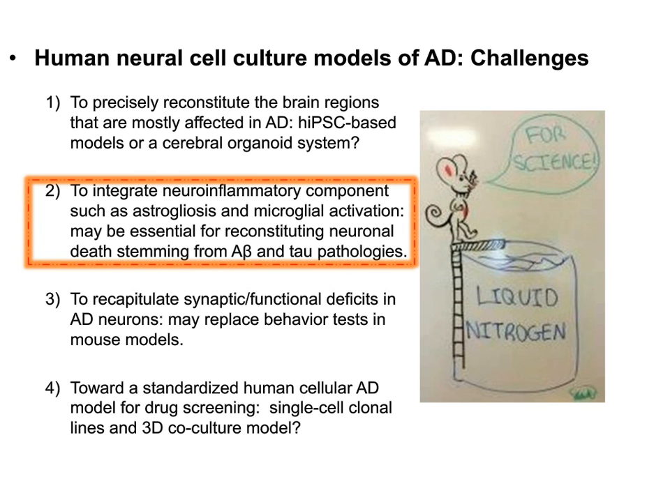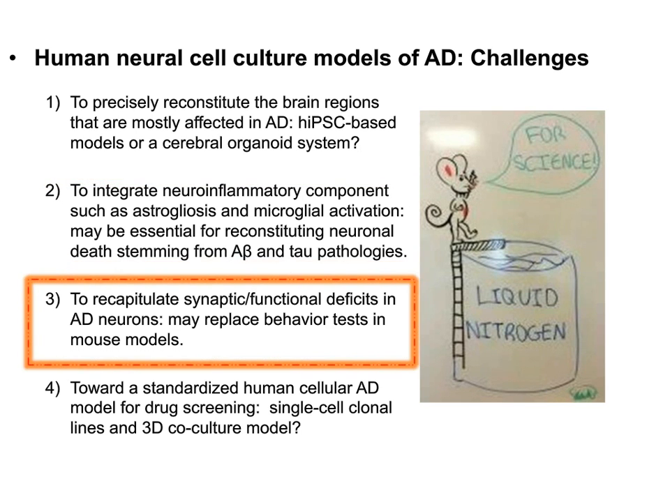And another thing is whether we can recapitulate functional deficits in neurons. Because the advantage of the mouse model is we can actually do behavior tests to test their memories. But this system currently is only for the biochemical levels. So I think that's another big challenge in the future.